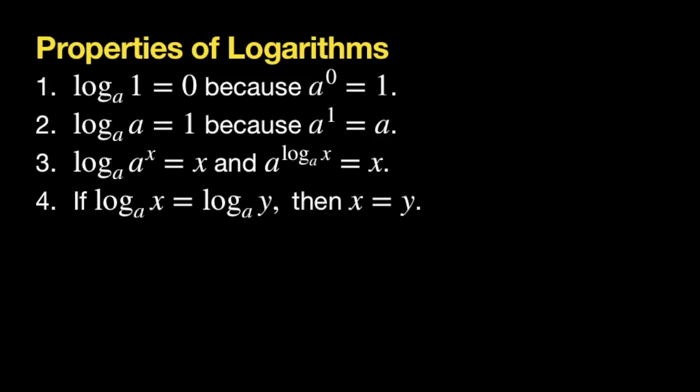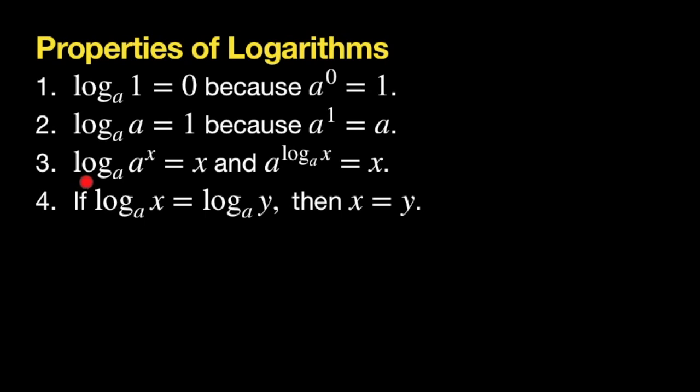We have properties of logarithms, and the first one is if you have a log with any base, and this one is a 1, we know that's going to be 0. And that's because any number raised to the 0 power is always going to be 1. The next property, log a of a is going to be equal to 1, because we know that a to the first power is always going to be that same number. The exponent of 1 doesn't change anything of your base.